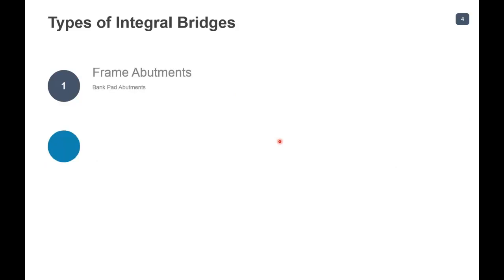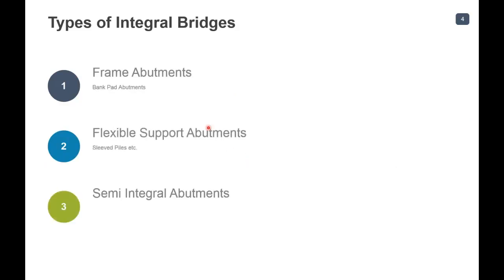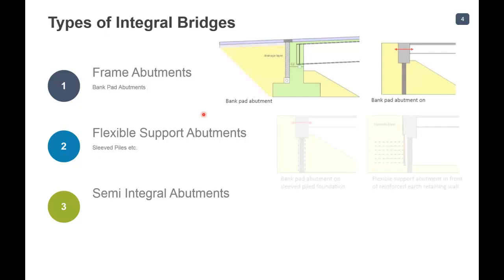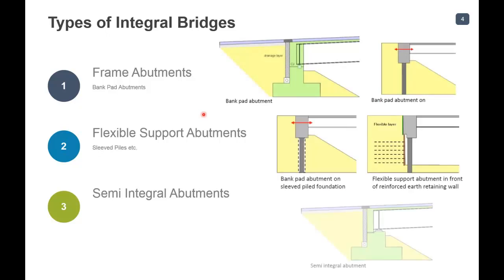Coming to the types of integral bridge, first you have the frame abutments, flexible support abutments, and semi-integral abutments. These types are differentiated based on the substructure part. The first one is the frame abutments, which are called bank pad abutments. You can see these two figures. You have the abutment and a bank pad abutment, or you can have piles below that abutment. So this would be integral.